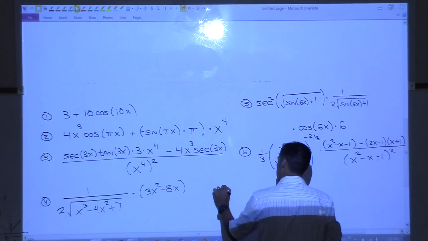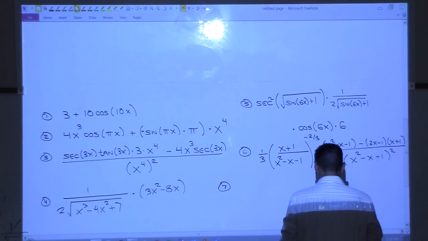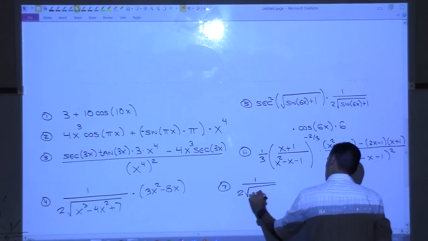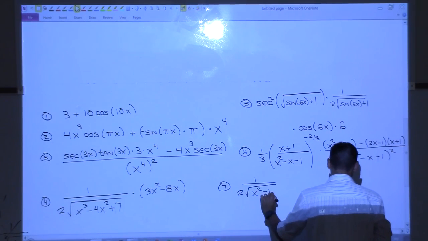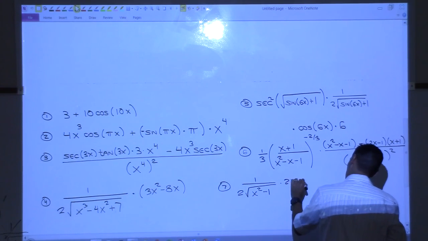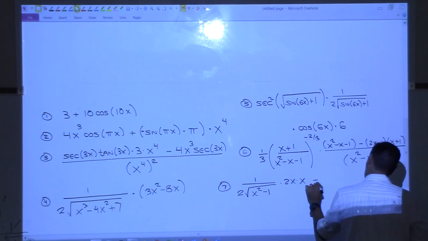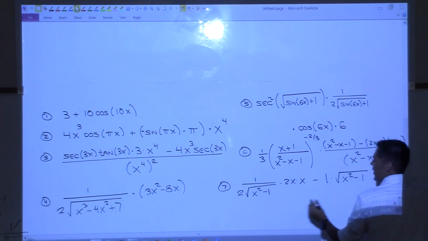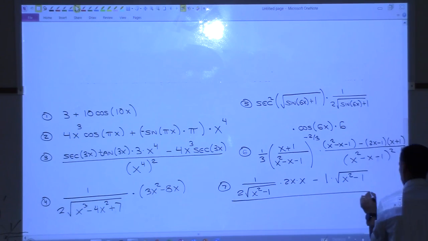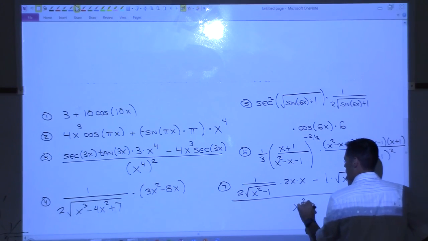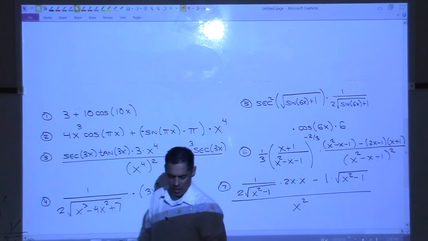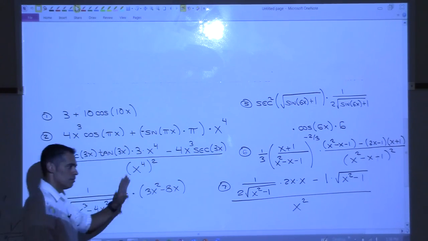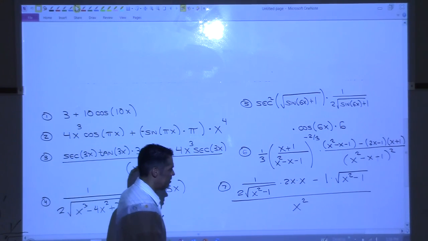Okay, number 7. This is 1 over 2 root of x squared minus 1 times 2x times x minus, I put 1 times square root of x squared minus 1, and then the entire thing over x squared. And again, I didn't clean things up, just left it like that. We are going to clean these up. I told you that already. It's just right now, this is what we're doing.